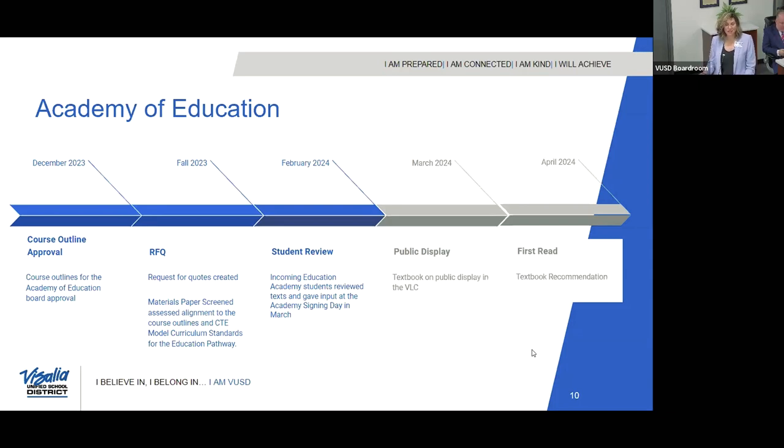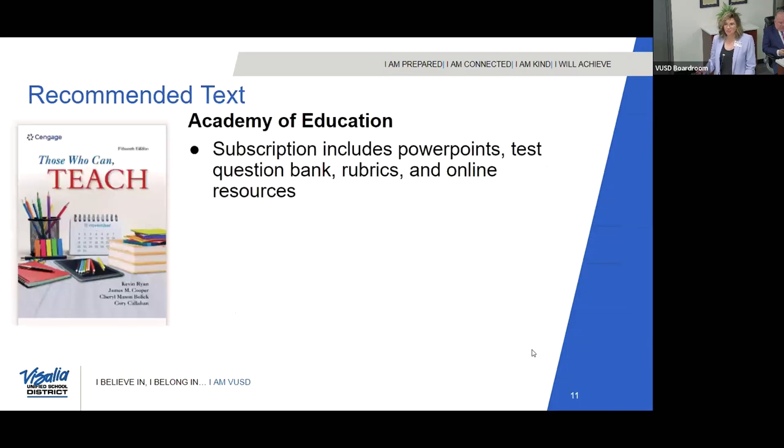They are on current display, and we are recommending those who can teach. This will include different PowerPoints, test question banks, rubrics, and online resources as well.